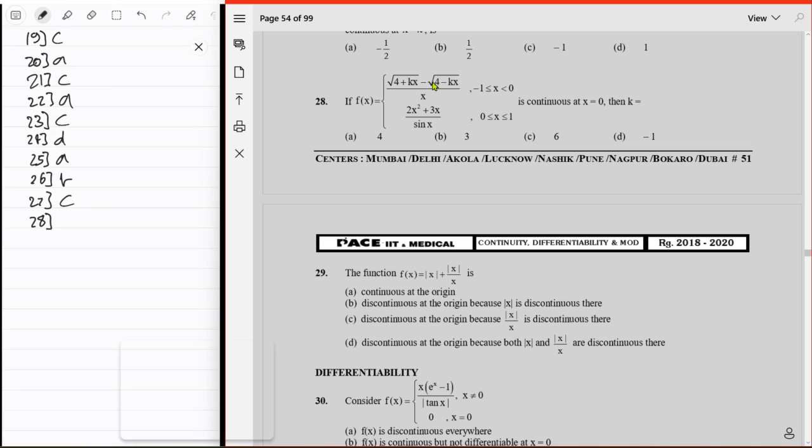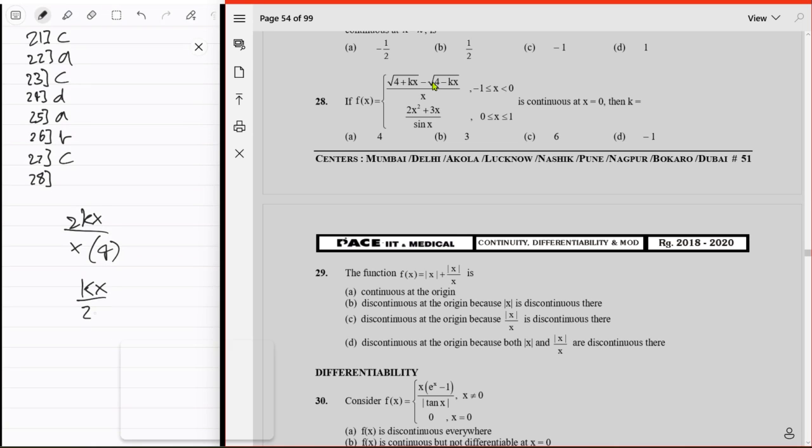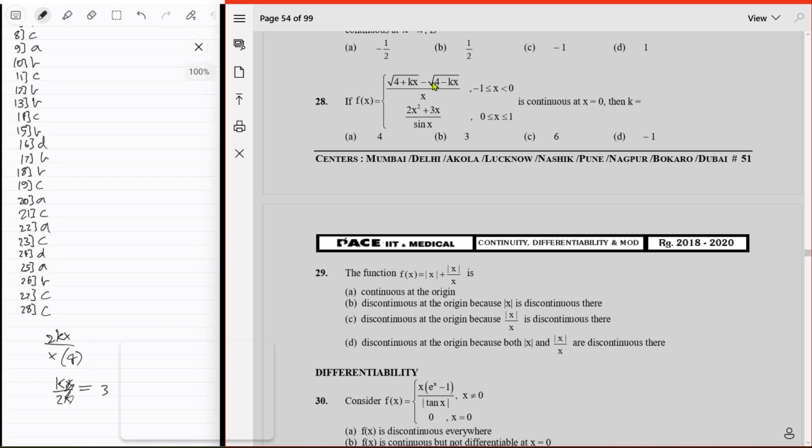Okay. And just rationalize this thing. So that cancels. It's just 2kx upon x, and then you have this thing, square root of 4 plus... kx is approximately 0. So it just means 2 plus 2. So just 4 over there, right? Of course. Which means it's like kx upon 2x. So k upon 2 is the value of its limit. That's equal to 3. So k equal to 6. Next question. 29.